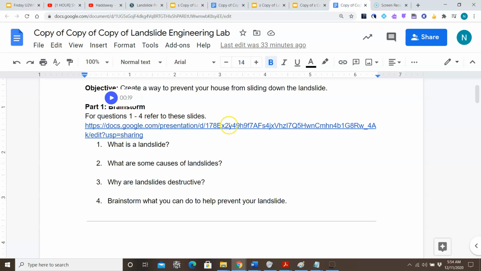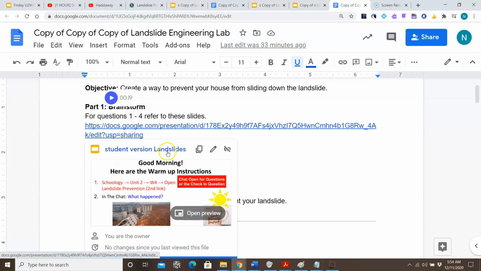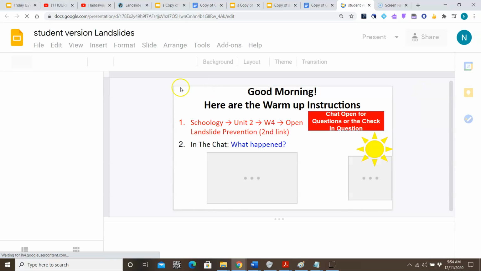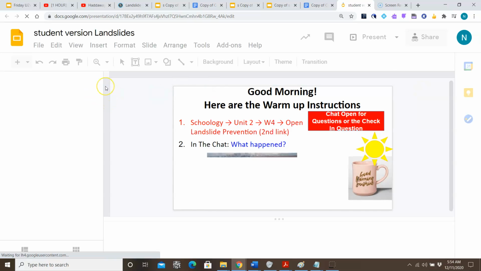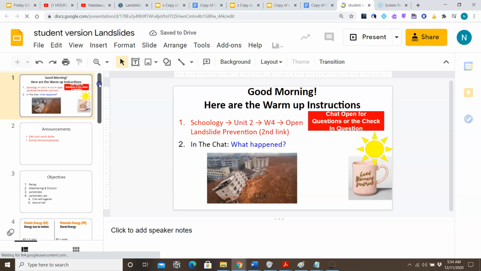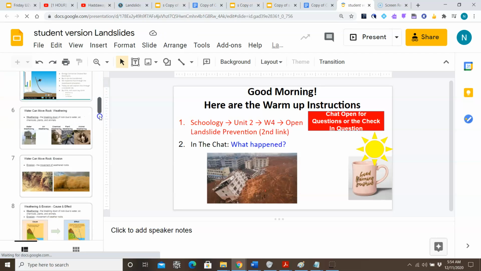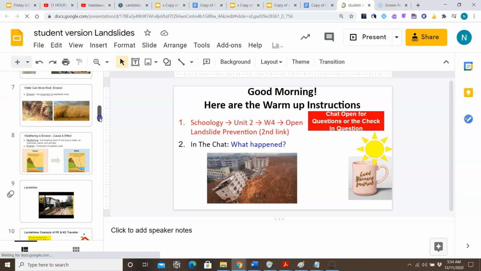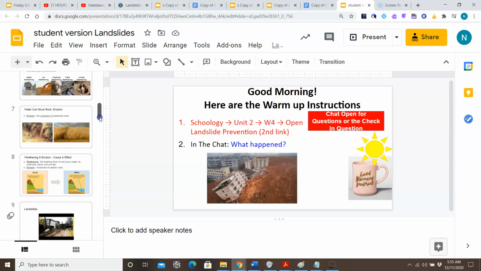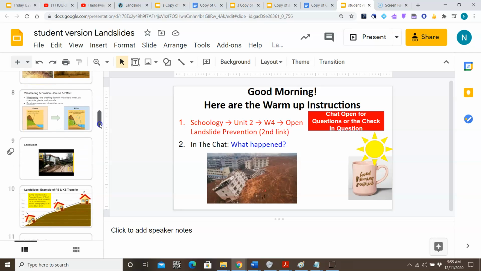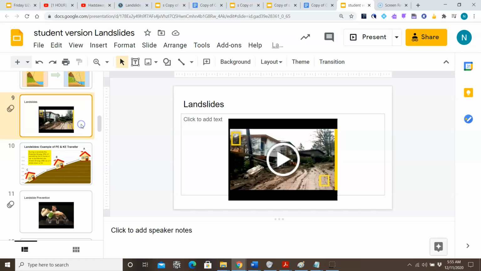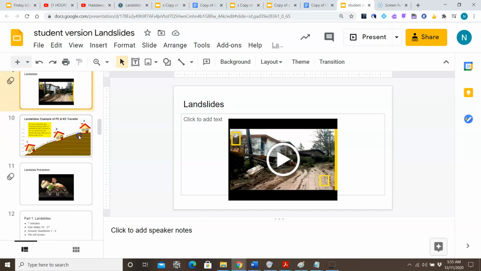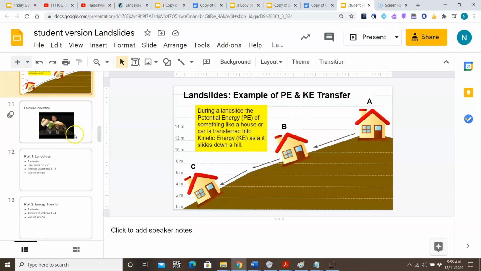Great. If you do not have it done, then you're going to open up this link, which will take you to the slides for that day. And if you scroll, okay. Here we start talking about weathering and erosion. You can just keep going, and then bam, slide 9 starts on landslides. So you can watch this video, which will give you an example of what a landslide looks like, and then read through the slides here.